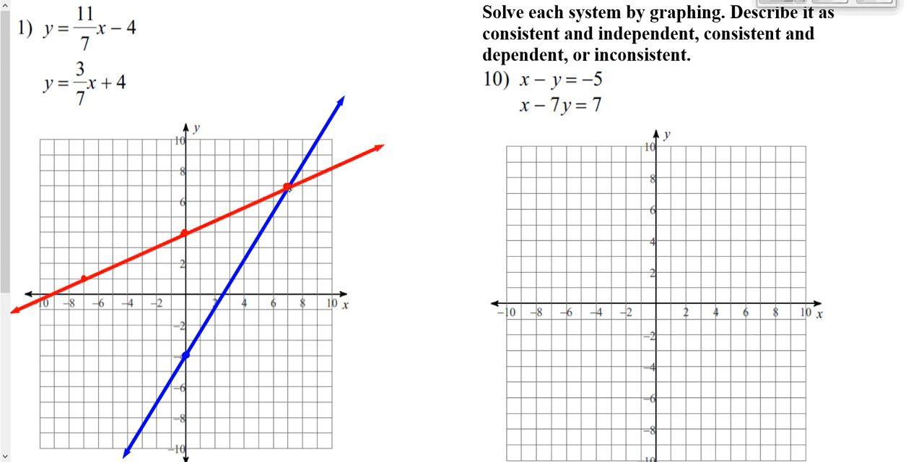Then your answer, your solution, is the point where they cross. So this is where you want to have fairly accurate graphing. And they cross here at the point 7 to the right, which is your x, and 7 up, which is your y. That would be your solution to this system by graphing. We then also need to describe it as consistent, dependent, independent, and so on. Since they cross at one point, we would say it's consistent and independent.